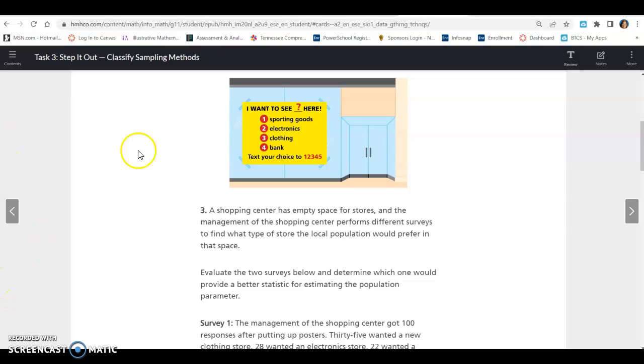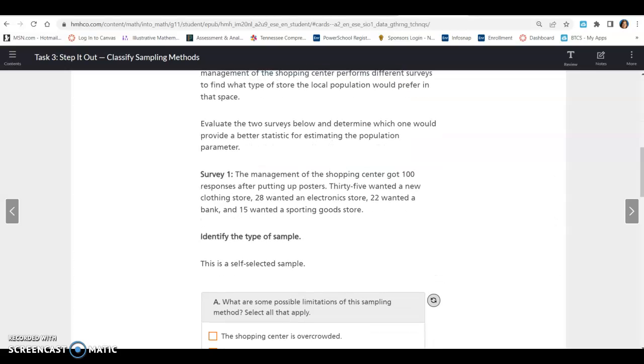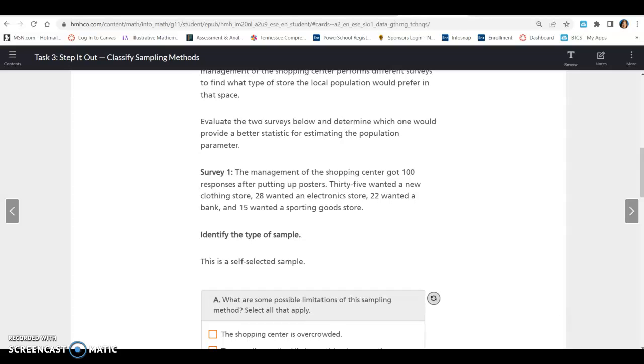All right, so here you see there's a sign in the window. It says, I want to see blank here: sporting goods, electronics, clothing, bank. Text your choice 1, 2, 3, 4, 5. So it says, a shopping center has empty space for stores, and the management of the shopping center performs different surveys to find what type of store the local population would prefer in that space. Evaluate the two surveys below to determine which one would provide a better statistic for estimating the population parameter.